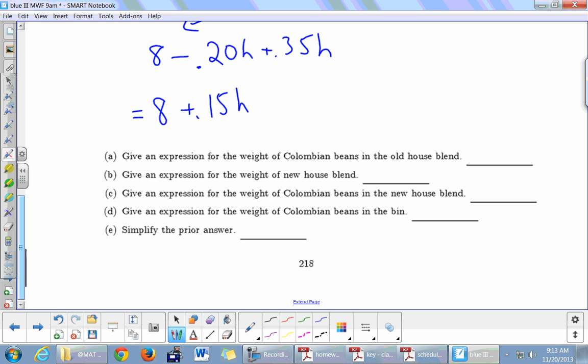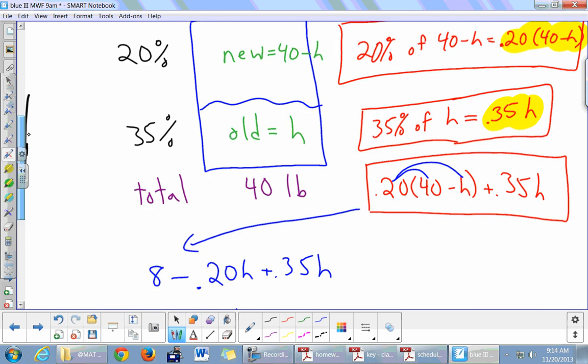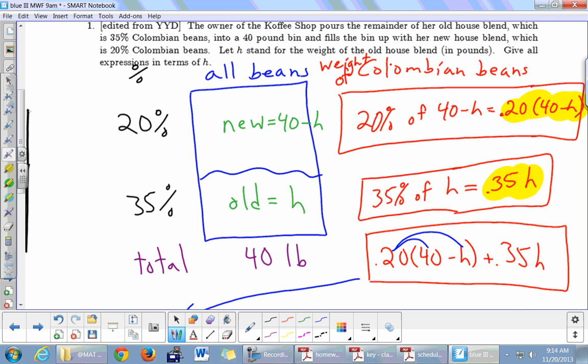Okay, first one, an expression for the weight of Colombian beans in the old house blend. Weight of Colombian beans. All right, which column is the Colombian beans? Is it the blue or the red? It's the red. All the Colombian beans information is over there in the red. So we want the weight of the Colombian beans in the old house blend. Which expression is that? It's the 0.35h. So that's our first answer.